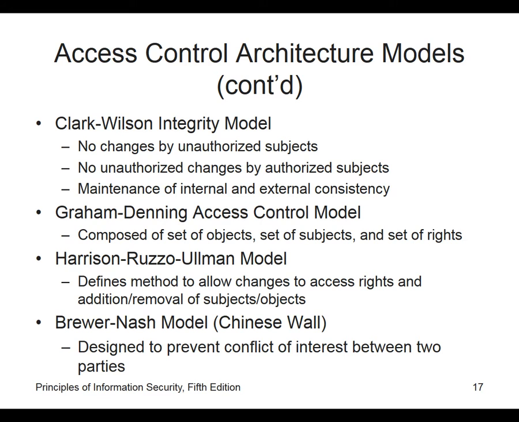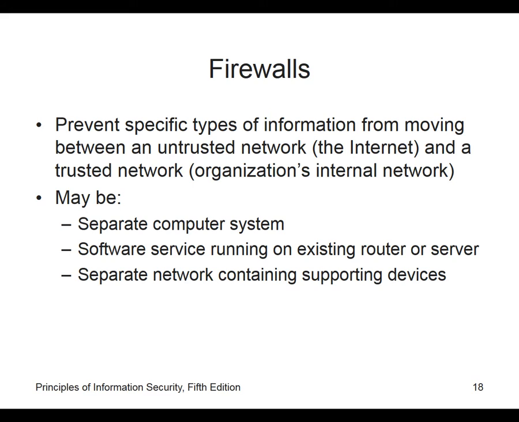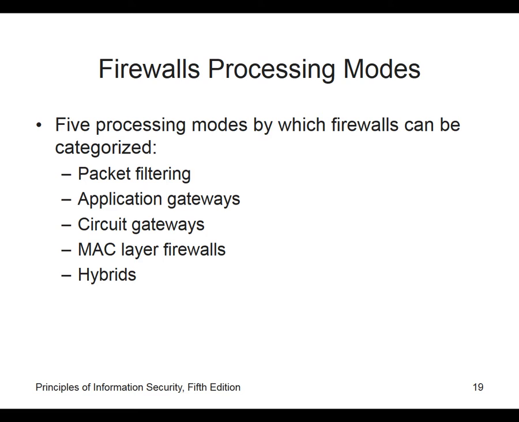Firewalls, that's the fun stuff. They prevent specific types of information from moving between an untrusted network and a trusted network. It could be a separate computer, could be software, could be hardware, could be whatever. We have a couple different types here: packet filtering, application layer, circuit gateway, MAC filtering, and hybrids. We're going to talk about each one of these types.